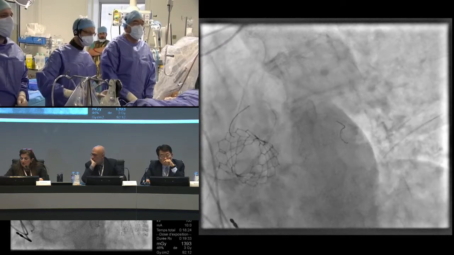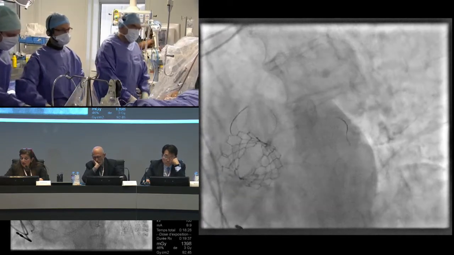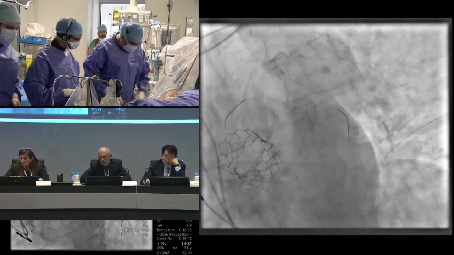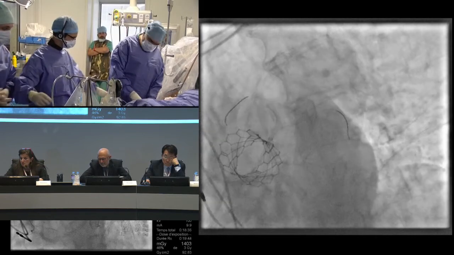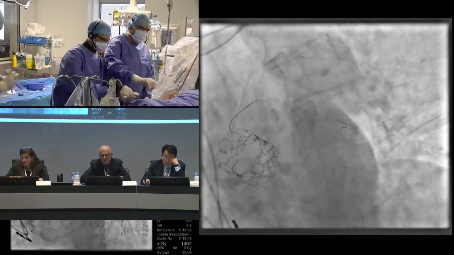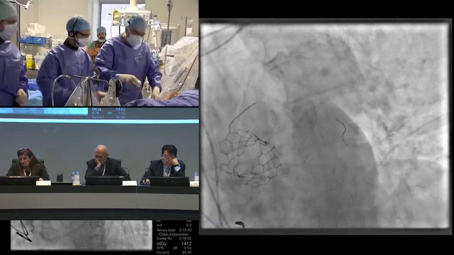Would you put a wire into the circ, the regular, the main circ? We will see. We will try to... No, stent across, we will see. I think it will be harder to rewire that wire because of the angulation. Do the DK crush on the distal left main, and then we will try to rewire.